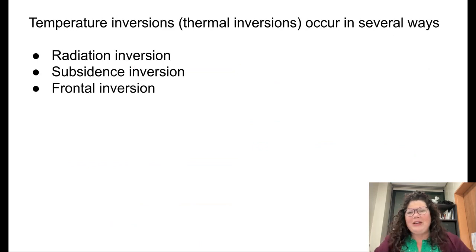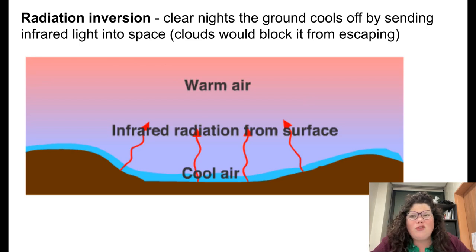Okay, we have 3 different types of temperature inversions. We have radiation inversions, we have subsidence inversions, and we have frontal inversions. These are 3 different ways that these inversions are formed. Let's talk about the first one.